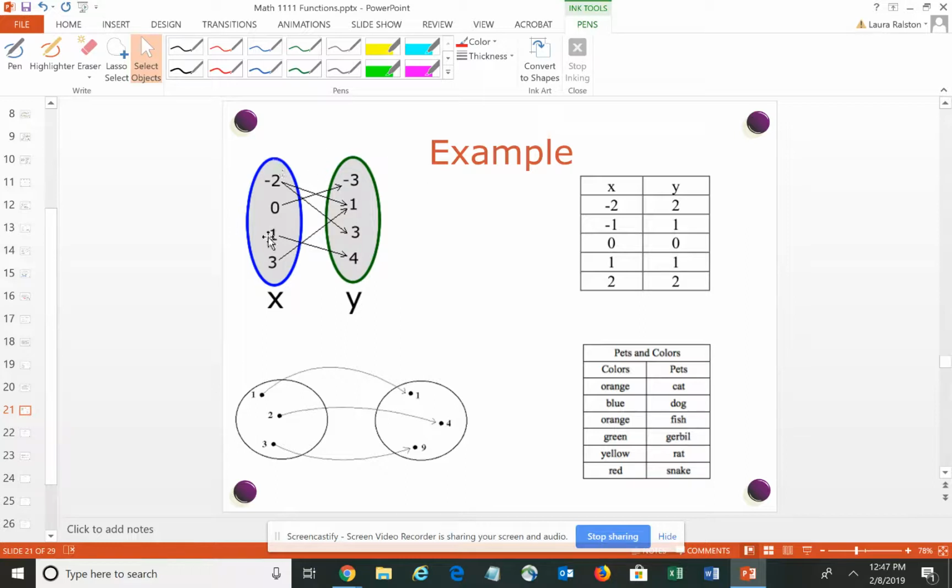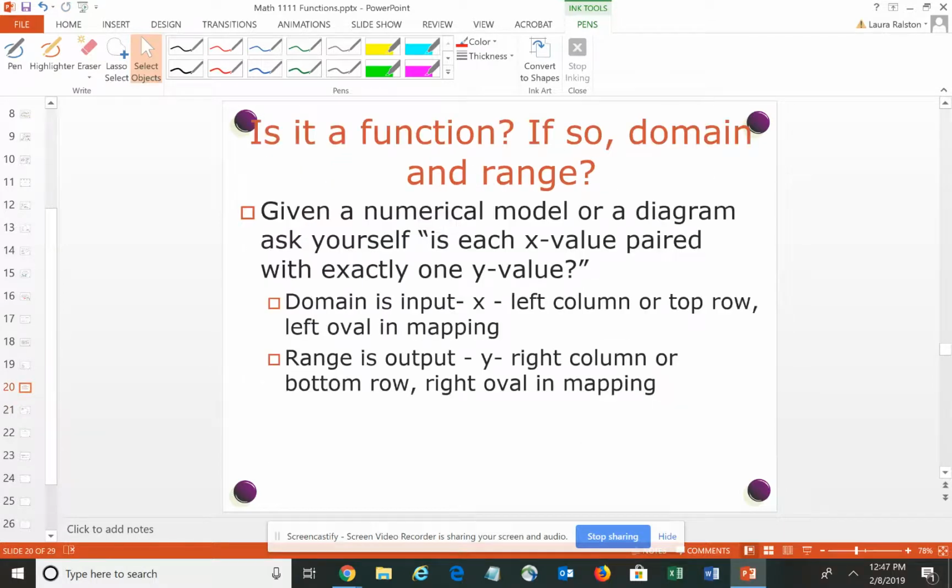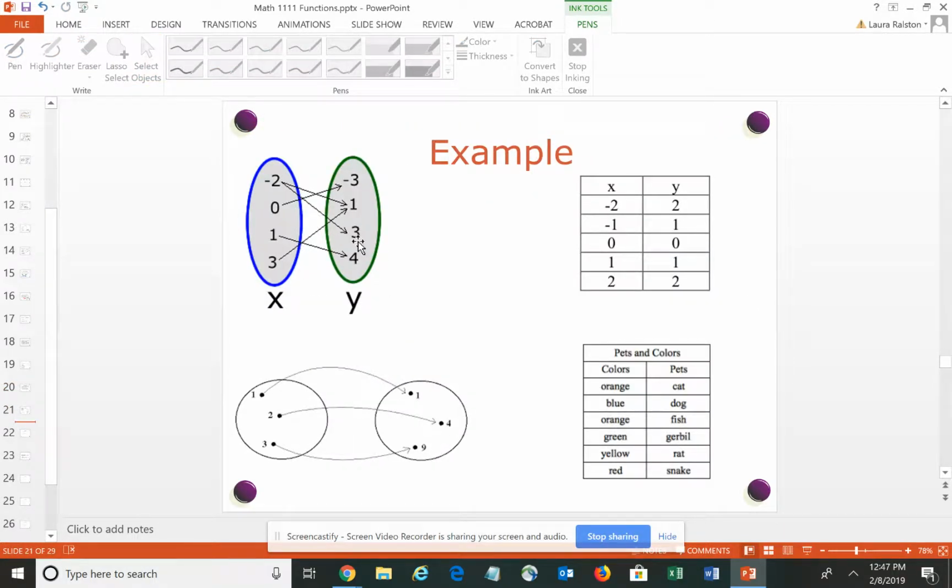Okay, so if we look at this first one, we have a diagram, and it shows that -2 pairs with 1. It also pairs with 3. 0 pairs with -3, 1 with 4, and 3 with 1. So I'm going to ask myself, is each x paired with exactly one y? And when I'm looking at this diagram, I'm going to have to say no. Each x is not paired with exactly one y because -2 is actually paired with two different values. So this is not a function. This diagram does not represent a function.